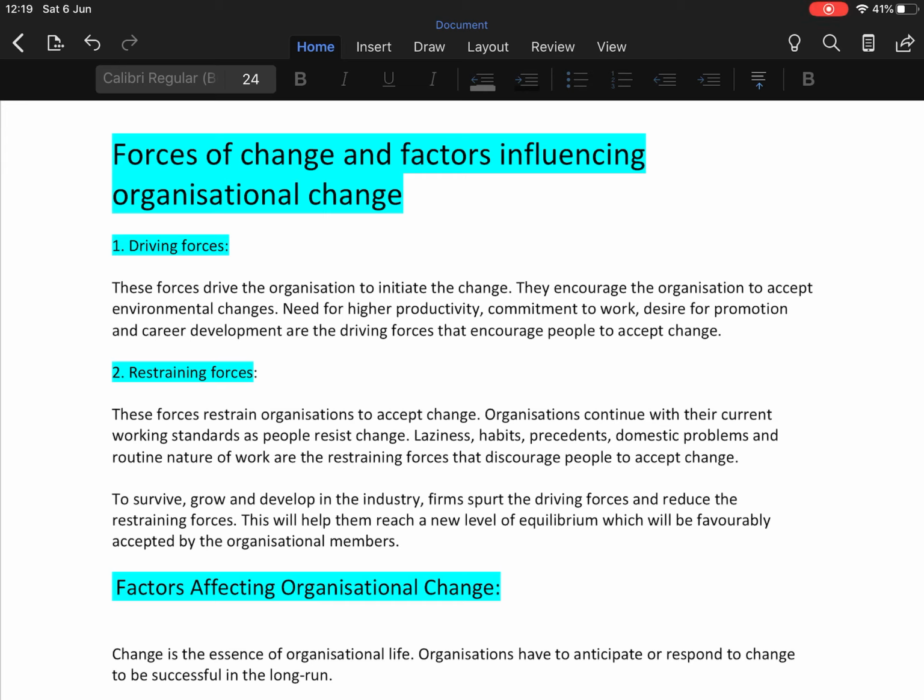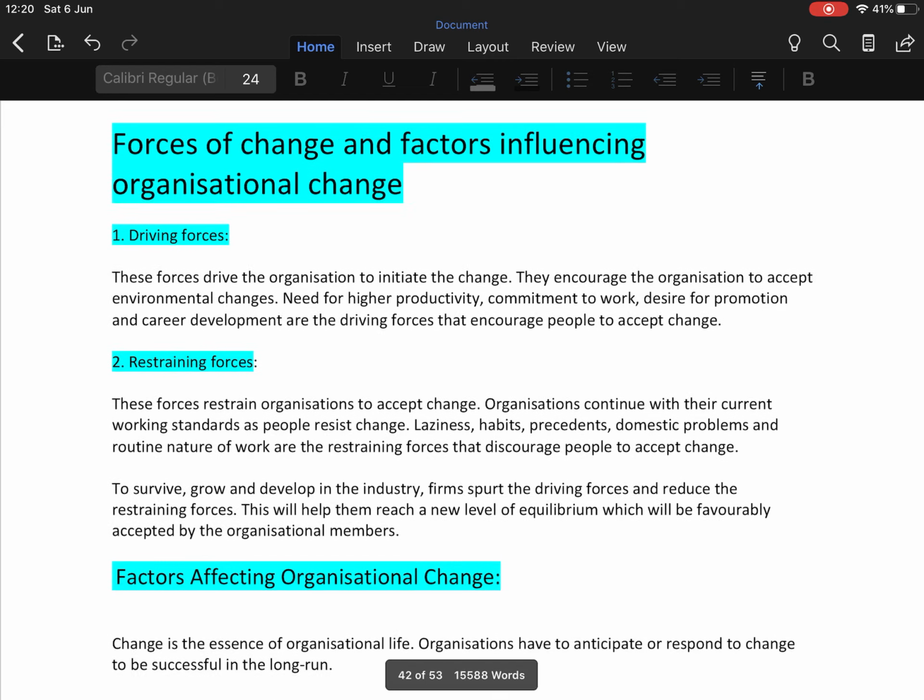First, forces of change. There are mainly two forces of change. First one is driving forces. These forces drive the organization to initiate the change. They encourage the organization to accept environmental changes. So need for higher productivity, commitment to work, desire for promotion, and career development are the driving forces that encourage people to accept change.